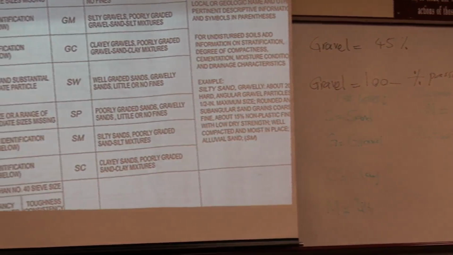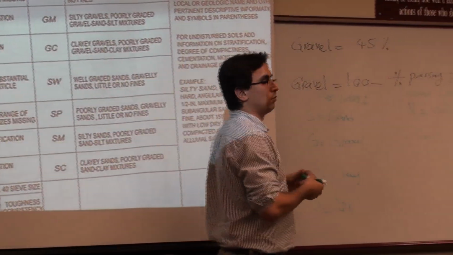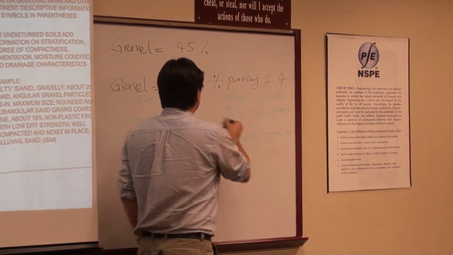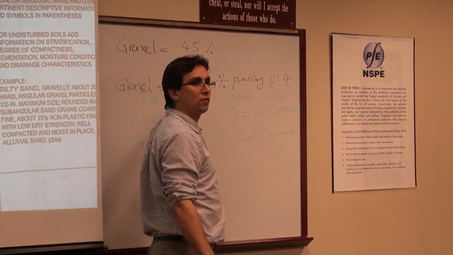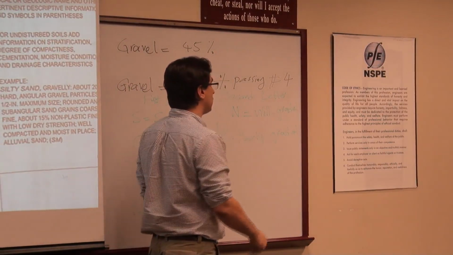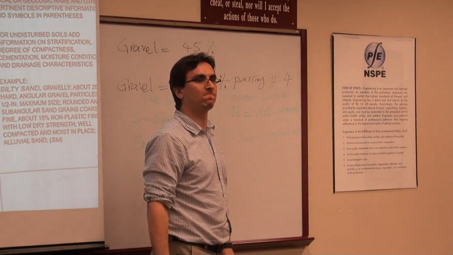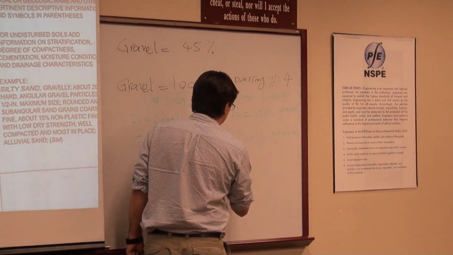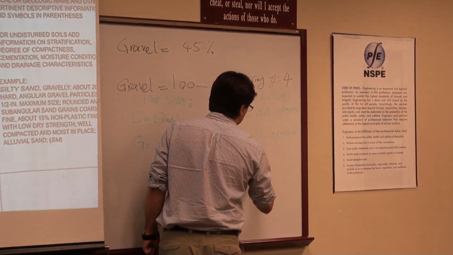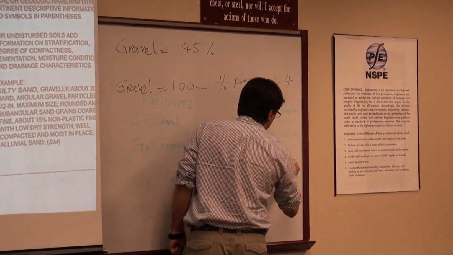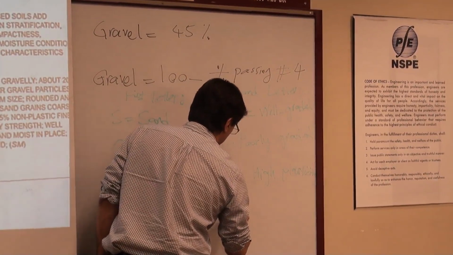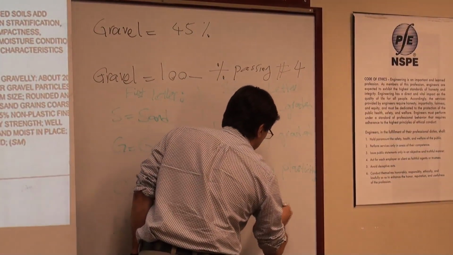And also, let me write the other second letters, and then we'll get back to that. Remember, you can add those second letters just for coarse grain, when you have fine content less than 5%. But sometimes you have to use other second letters, especially for fine grain soil. H stands for high plasticity, and L stands for low plasticity.